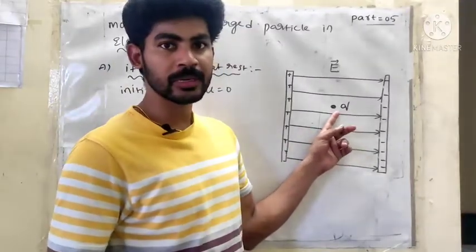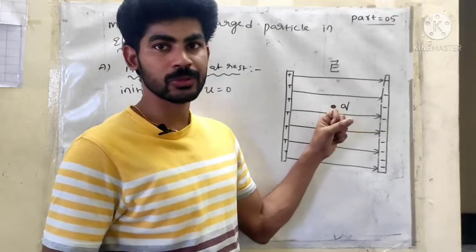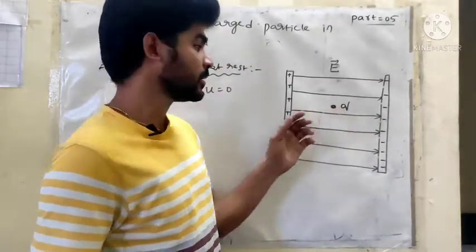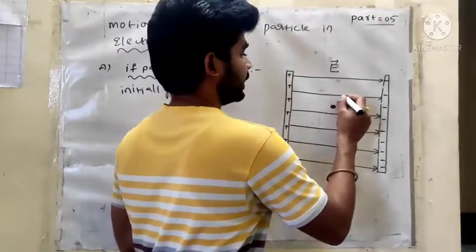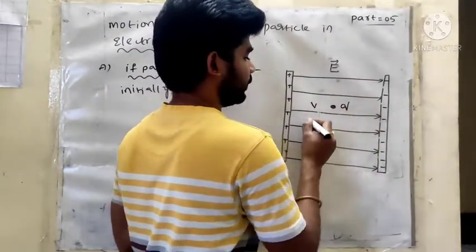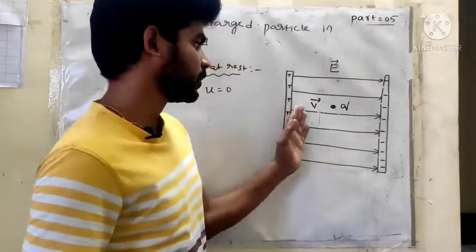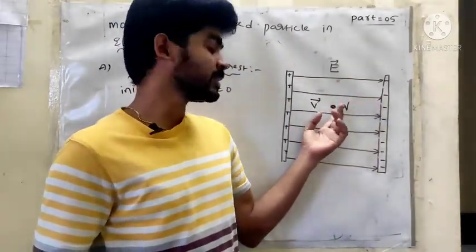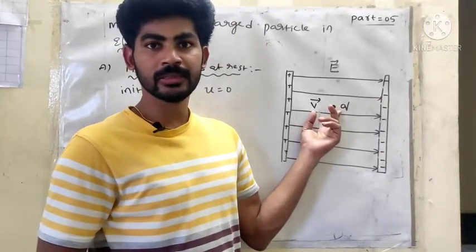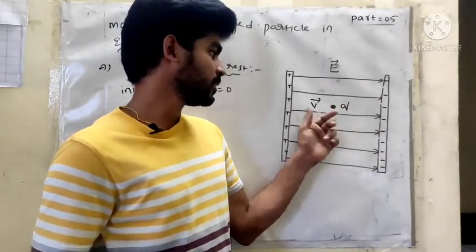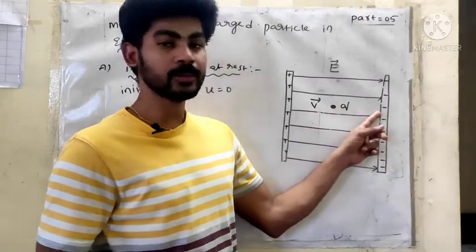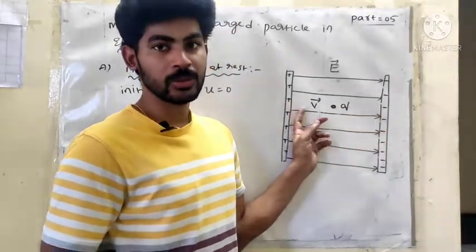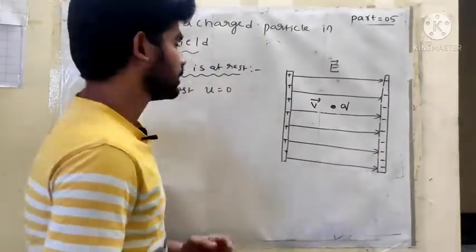This charged particle gains some force, so now it starts moving. The charged particle gains a velocity v. It may move to the positive side or the negative side, depending on the sign of the charge. Positive means attraction, negative means repulsion, that's why it moves this side. So it gains some velocity, and we can calculate that velocity.